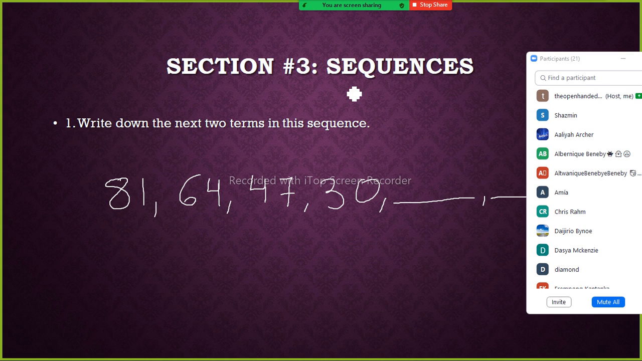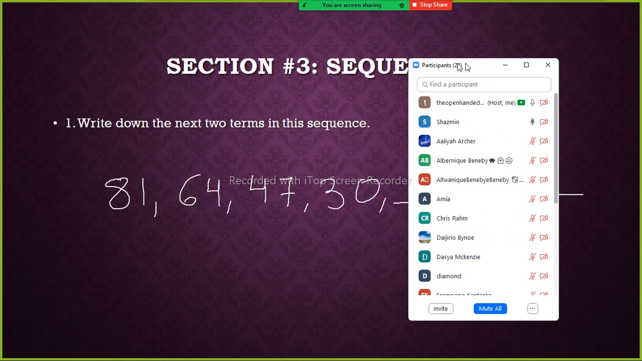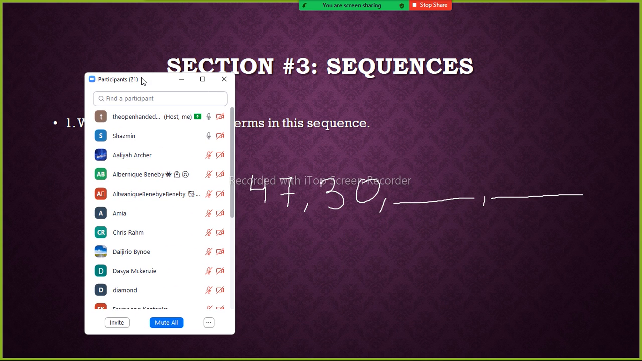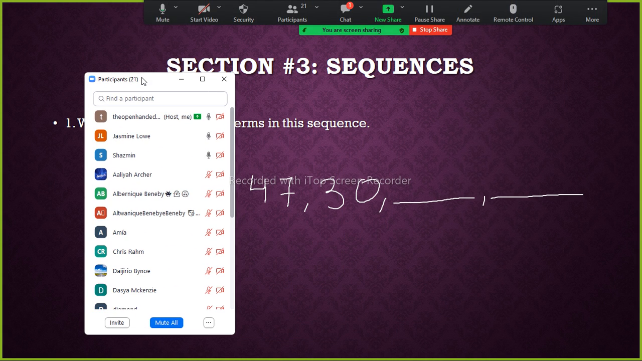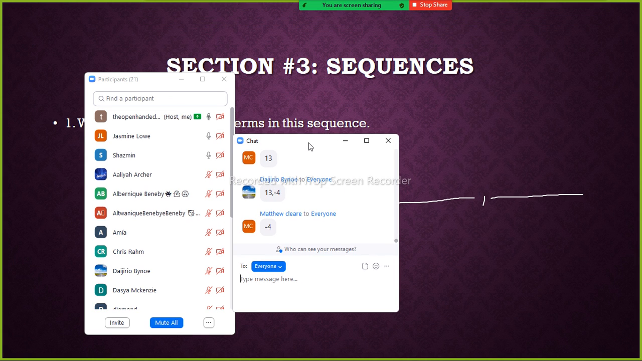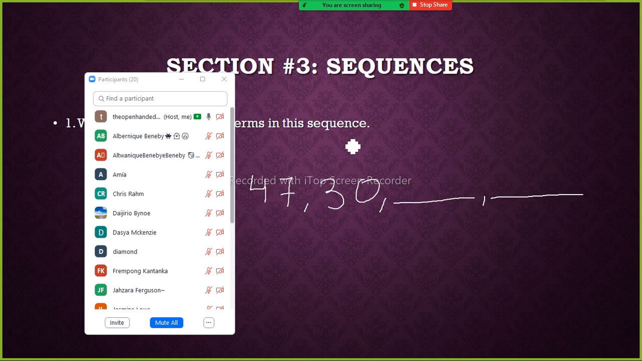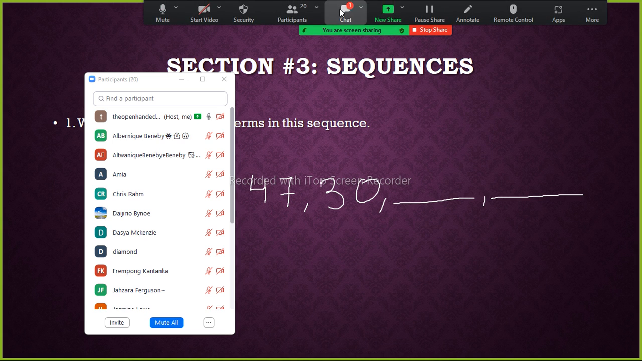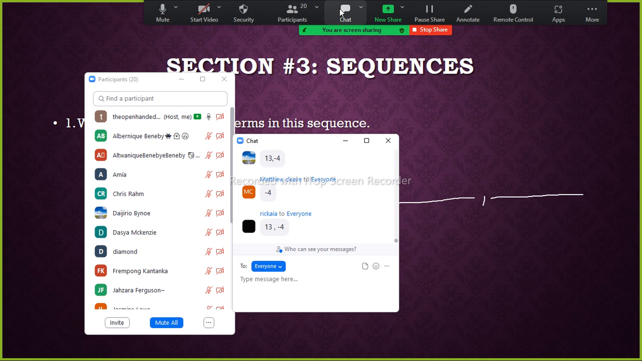Someone said 13 and a negative something. 13 and negative something. Negative? What negative? Negative 4. Someone said 13 and negative 4. Okay, interesting. Anyone else crack the code? Let's see. You say 13 and negative 4? Okay, interesting. How are they getting these numbers?